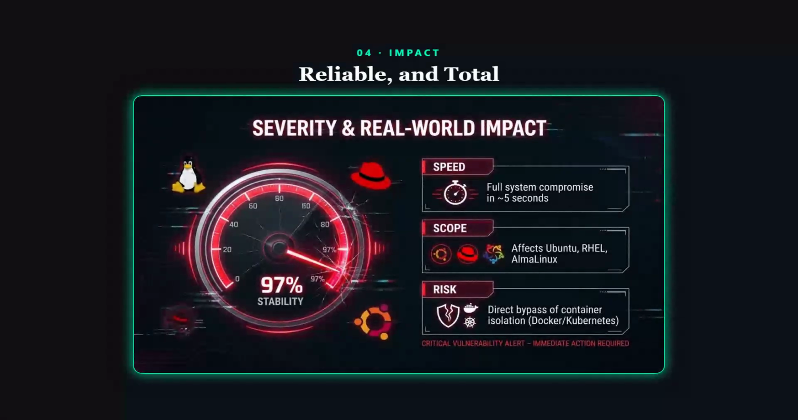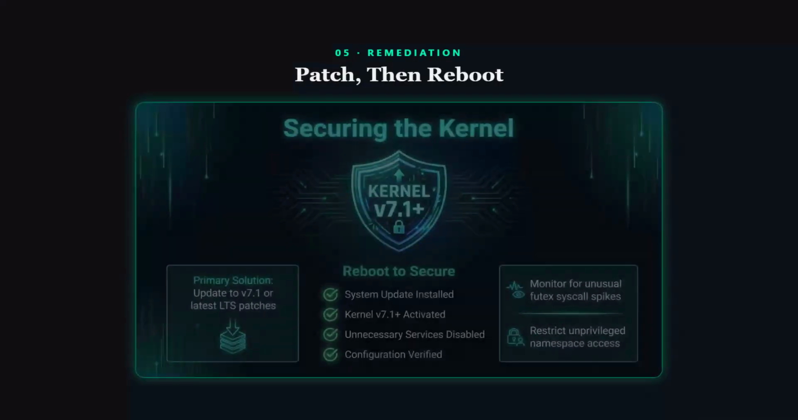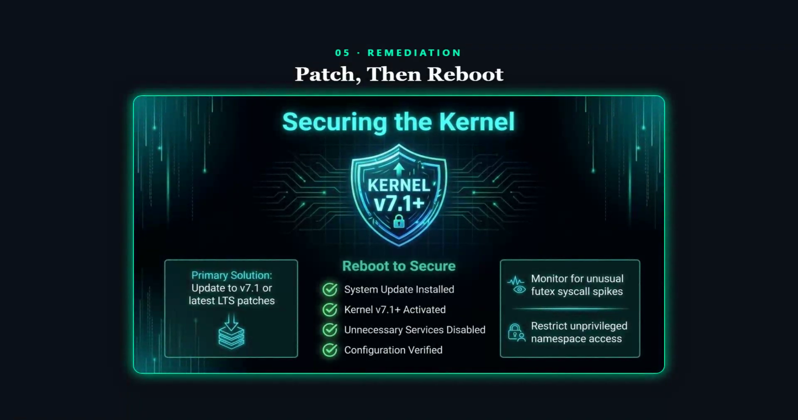What makes GhostLock so dangerous is that it's reliable. The exploit works again and again, not just once in a while. A successful run escalates an unprivileged user straight to root, the highest level of access on the system. And because the flaw breaks kernel-level isolation, the blast radius isn't one program, it can reach across containers and compromise the entire host. The fix is simple, but it isn't optional.